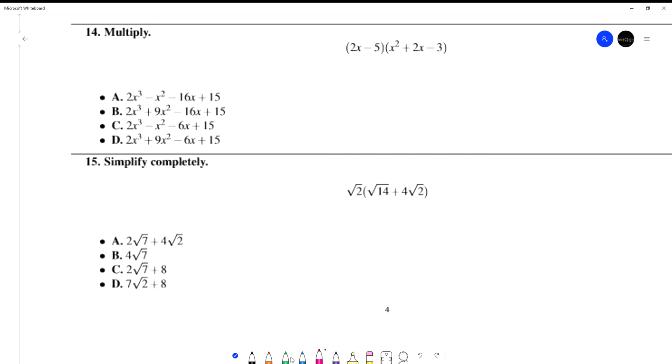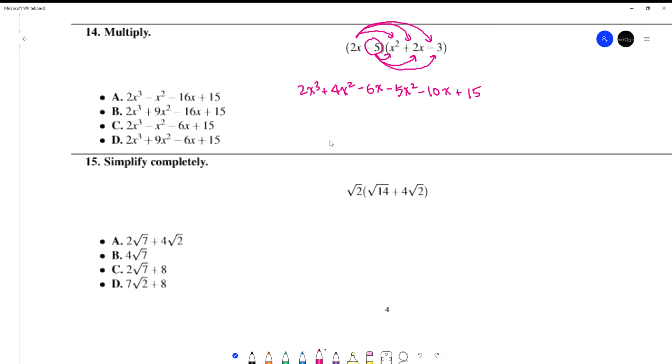So we have to multiply, right? So the multiplication for this means you're going to distribute 2x to x squared, 2x to 2x, 2x to this negative 3. This negative 5 goes to the x squared, 2x, and negative 3, right? So let's write that out here. We have the first one is 2x cubed, second is plus 4x squared, and the third is minus 6x. Then I move on to the negative 5, and I have negative 5x squared minus 10x plus 15.